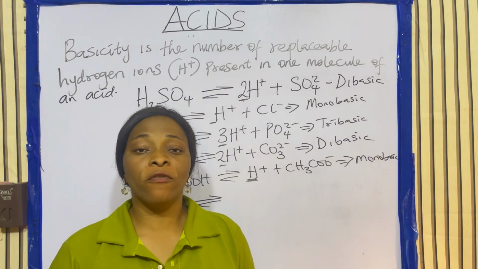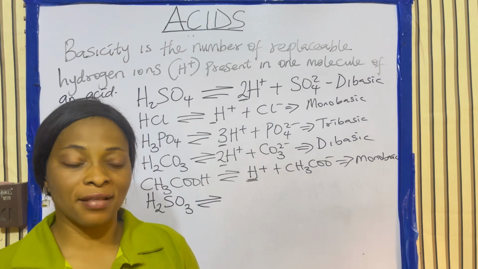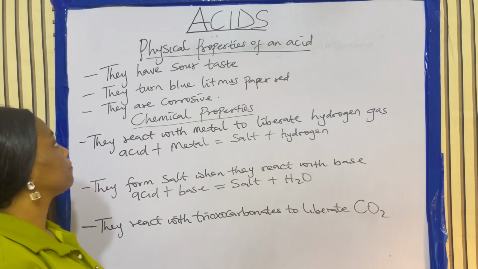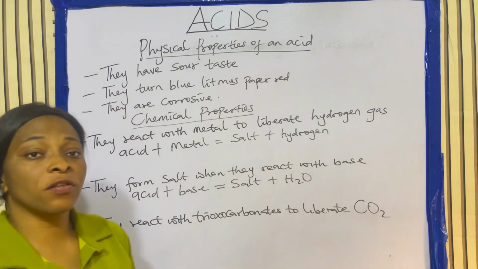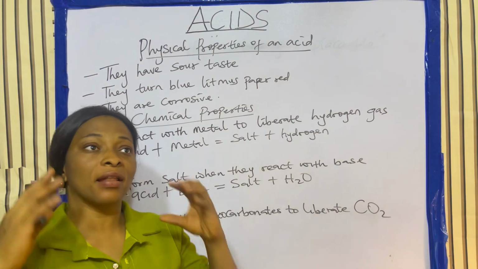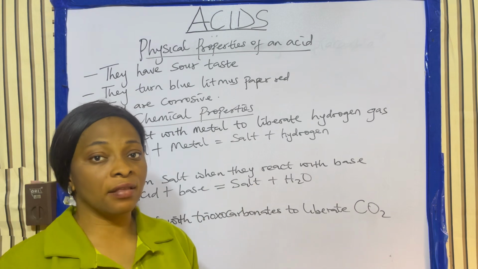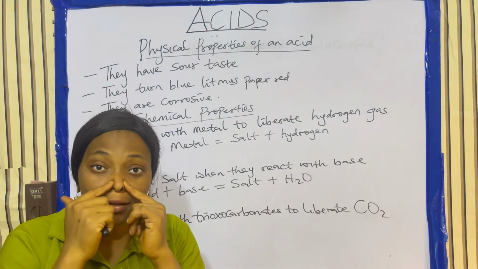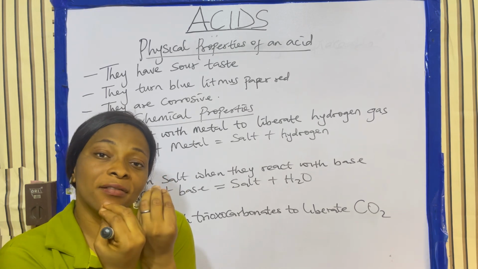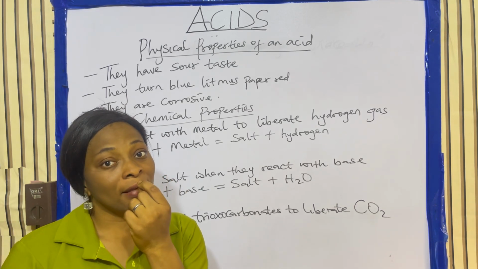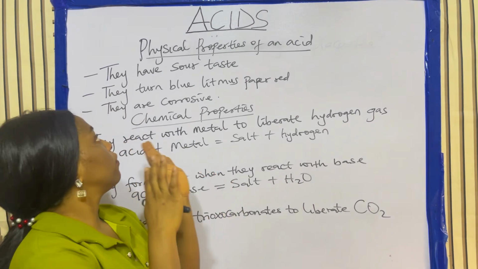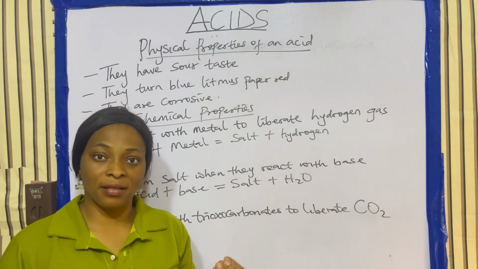Okay, so let's move over to the properties of an acid. Let's look at the physical properties of an acid. When we talk about physical properties, we mean those things that are limited to the 5 senses. Something that you can see, smell, feel, taste, or hear. That's what we refer to as the physical properties of an acid.